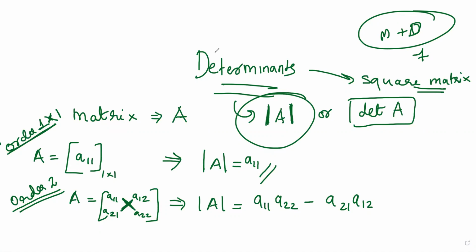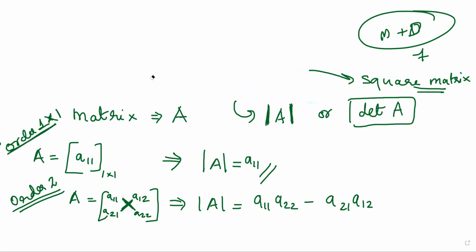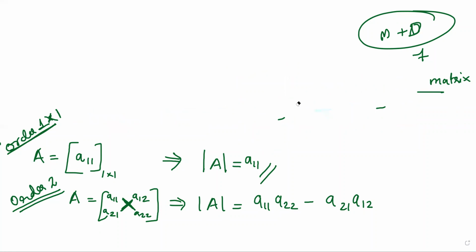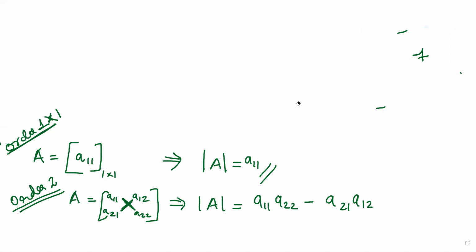Understood? Next, I am going to show it for a 3 by 3 matrix. Before that, I need a reply from everybody. Is it clear how to find the determinant of order 1 and order 2? Yes. Now order 3.